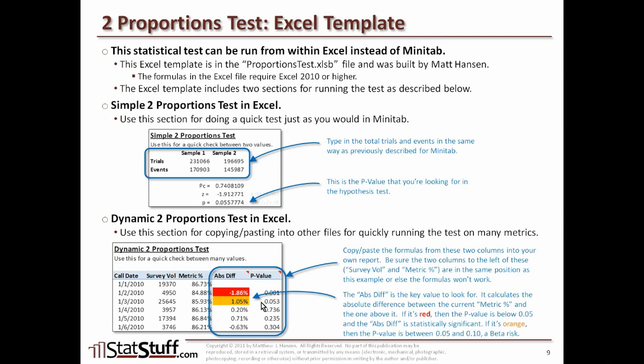It's above my 5% risk, but because it hasn't reached my 10% beta risk threshold, there could be something going on, so I may need to take a different action on that. So it's really where this comes in.